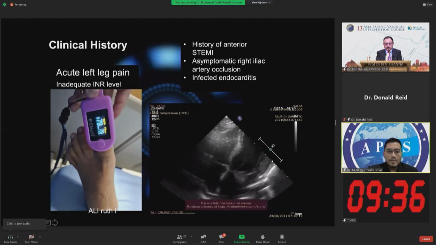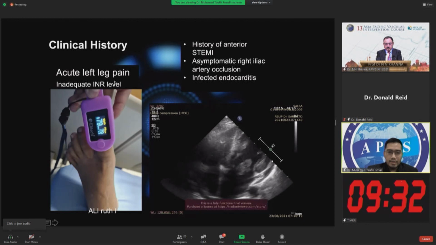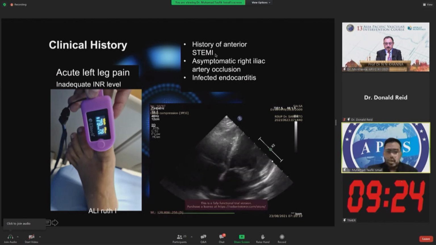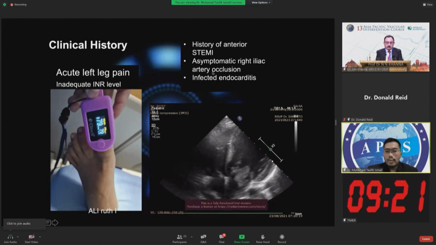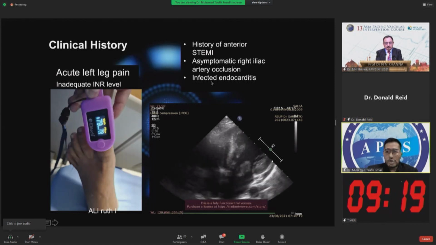The patient came to the hospital with acute left leg pain because of an inadequate INR level at the time, and the patient had also stopped drugs for 3 days. This patient also has a history of arthrostomy 1 month ago, asymptomatic right leg artery occlusion at the time, and infective endocarditis.